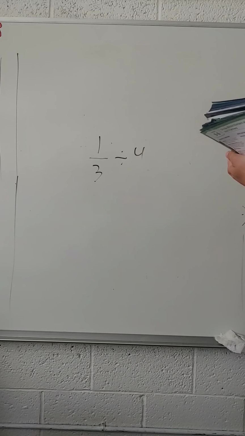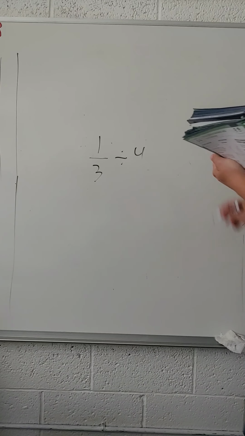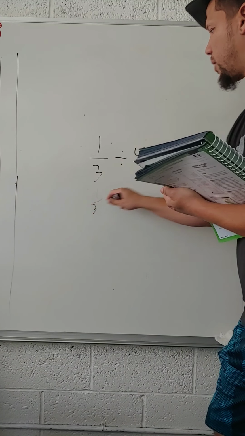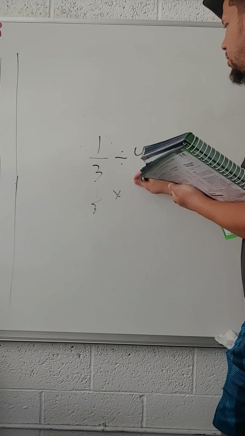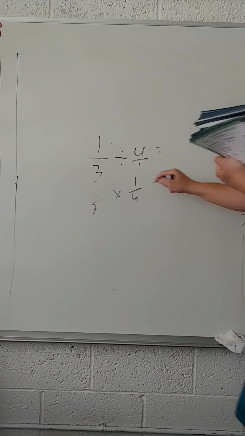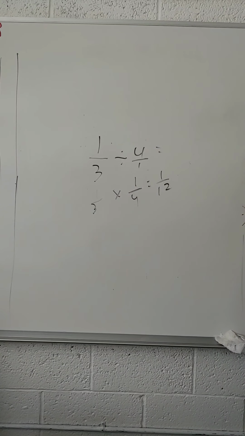So we set it up like this. We already have 1/3 of the garden's vegetables. We're going to break that up into 4 parts. What do we do? Keep, change, flip. 1/3 times 1/4. Because remember, this is 4/1. And we get 1/12. They also refer to this section as dividing up unit fractions.